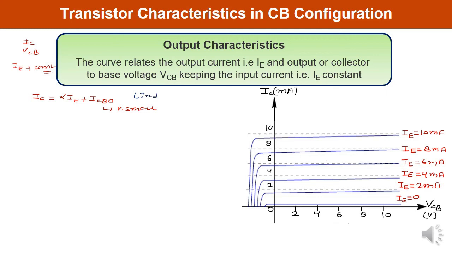Let me write it. Independent of voltage, which is VCB. So from this equation, if the leakage current is very small, then we can ignore this term. So from here you can write IC is equal to alpha IE. At the same time, you know that the value of alpha is approximately 1, which varies from 0.95 to 0.98.